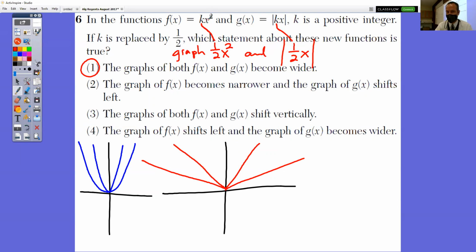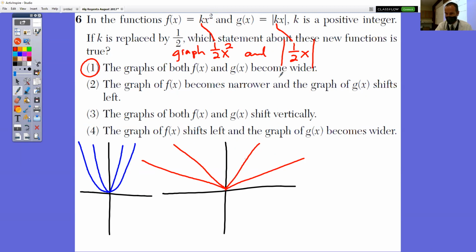So what I would do is I would graph x squared, because k could just be 1 to start off with. I would graph 1x squared and 1/2 x squared and see how they change. I would graph the absolute value of 1x and the absolute value of 1/2 x and see how they change. Well, what ends up happening is you end up with this blue graph for the x squared and 1/2 x squared.